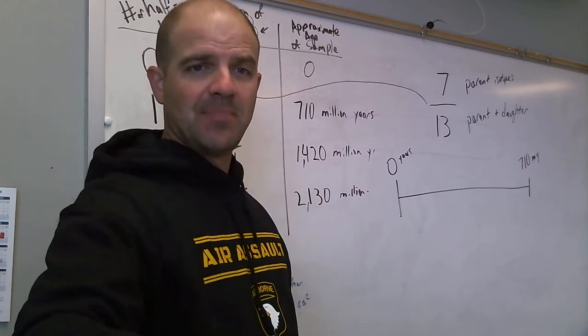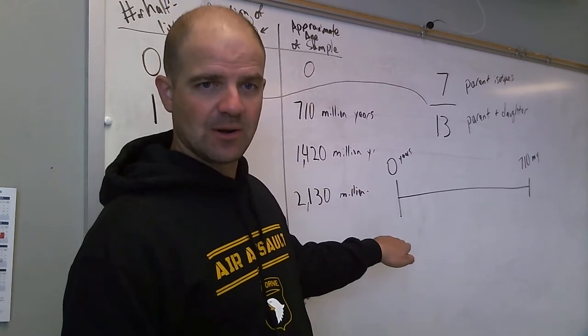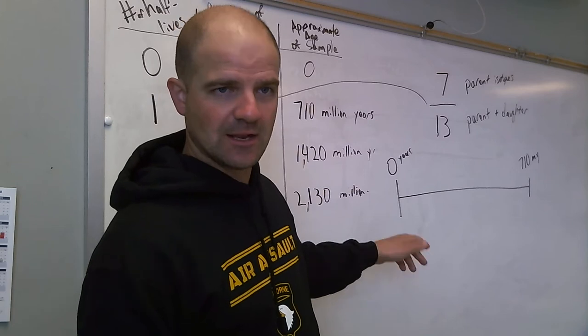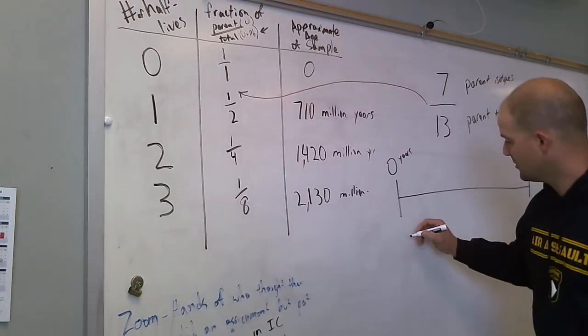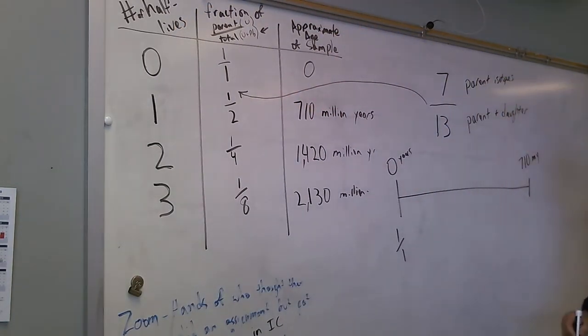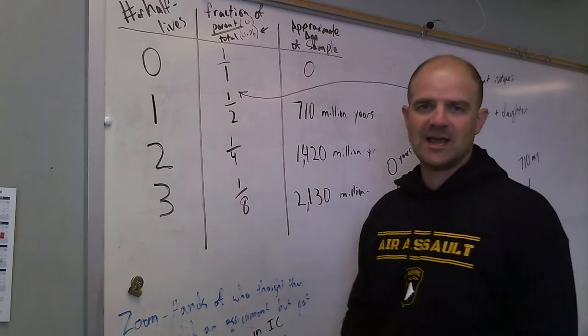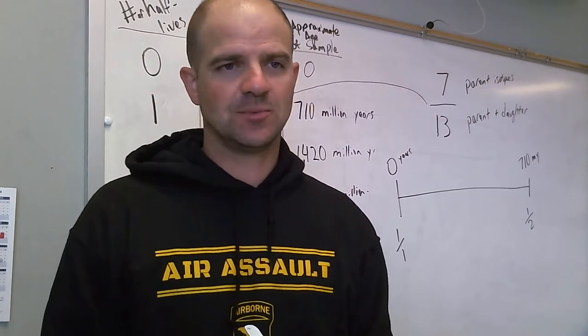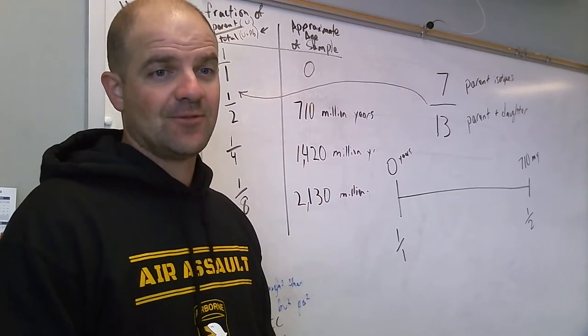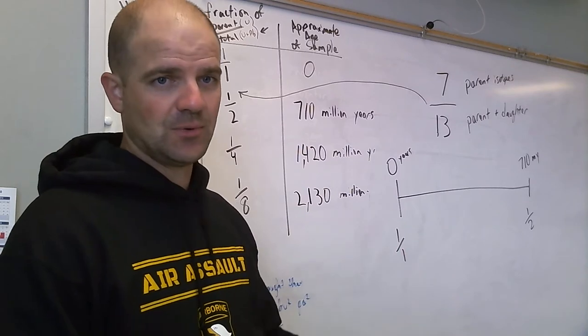But then on the bottom, we're going to put the fraction that goes along with that age, right? So obviously at 0 years, we'd have 1 over 1. And at 710 million years, we'd have a half of that parent material left, because it's 1/2 left. So we'd have half the parent isotopes left in the sample. We have a little more than half, so we're going to be in between.